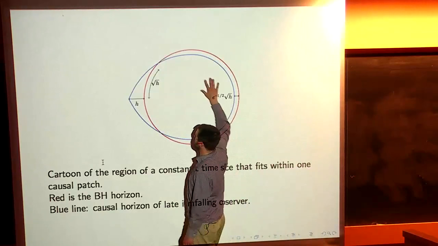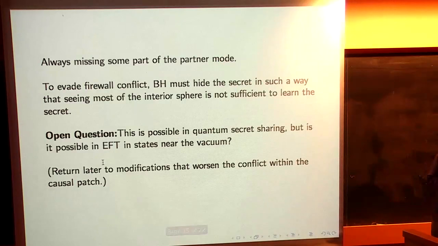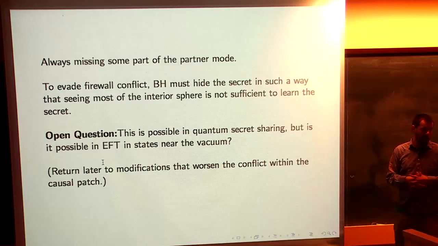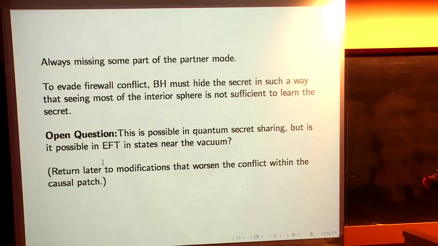So you're missing some part of this partner mode, but to evade the firewall conflict, completely evade it, the black hole would have to hide this secret. So the secret is basically, there's information in this outgoing mode. So there's information in the partner mode. And that information is the thing that's in danger of making the firewall. It's in conflict with the near horizon region being in a pure state. And so the black hole has to hide the secret in such a way that even seeing most of the interior sphere is not sufficient to learn the secret.